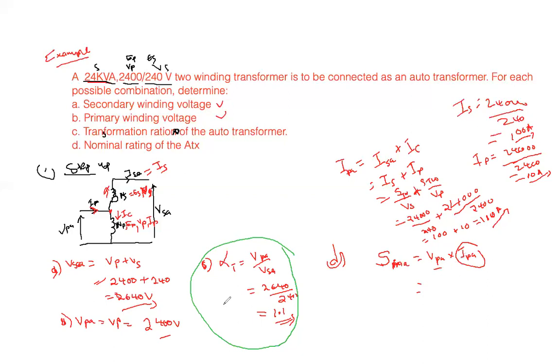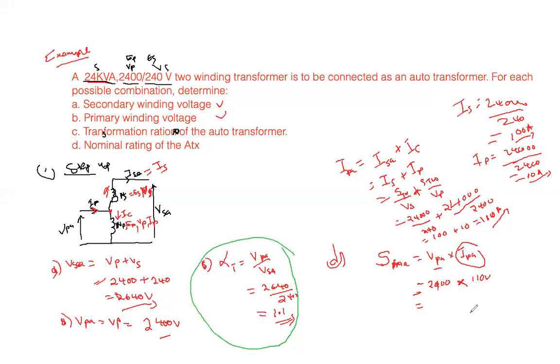So that means now we have our values. We have IPA in the primary side. IPA is right here, which is 110. VPA is 2400. I was saying IPA. VPA 2400 times this one. If you multiply that one, you get your value. Which is the value? 2400 times 110.